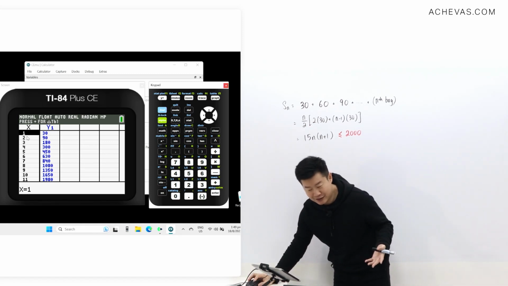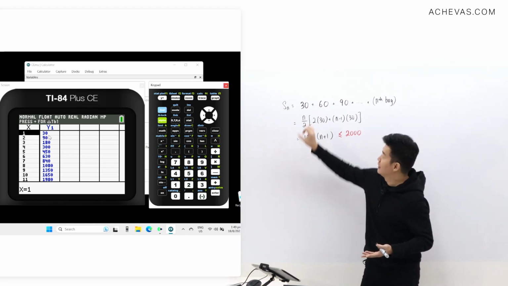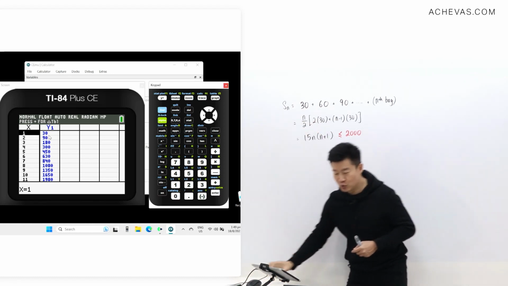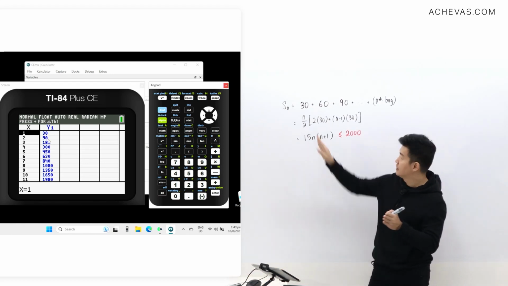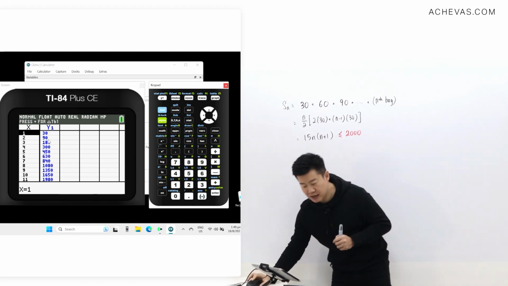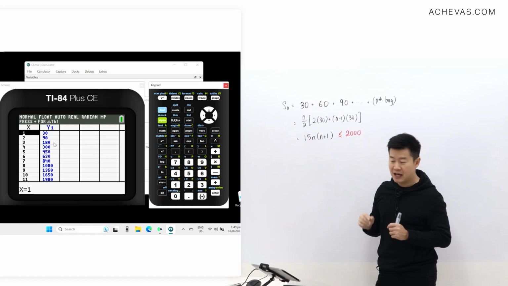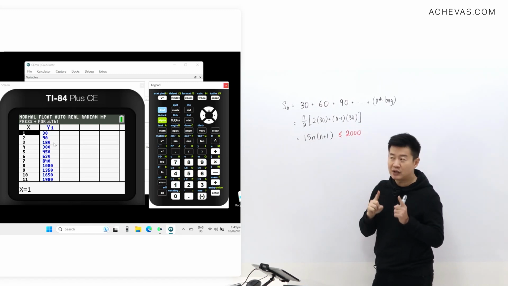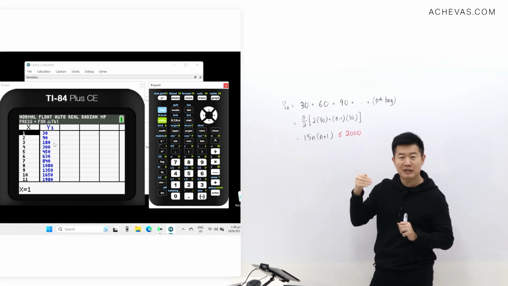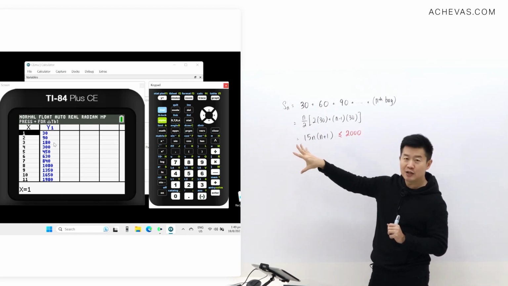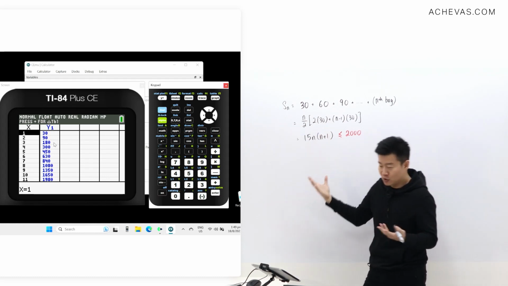As predicted, 1 here is S1: 1 bag, 30. 2 will be S2, so it is 30 plus 60, 2 bags, 90. Then S3 will be 30 plus 60 plus 90, 180. So what is our goal? Our goal is to let the calculator do this trial and error process for us by substituting different values into the expression, because the calculator can do it very fast.